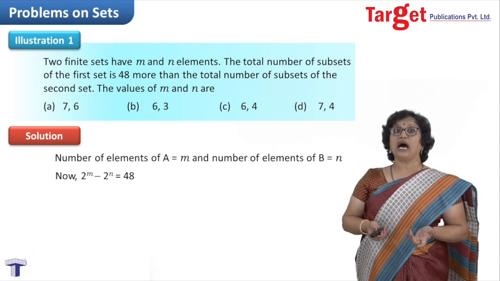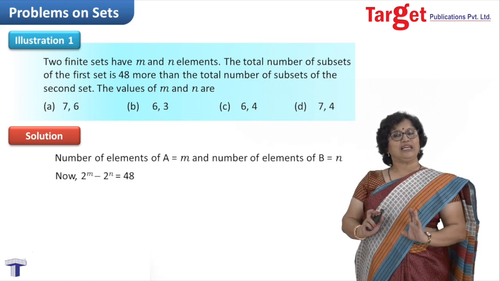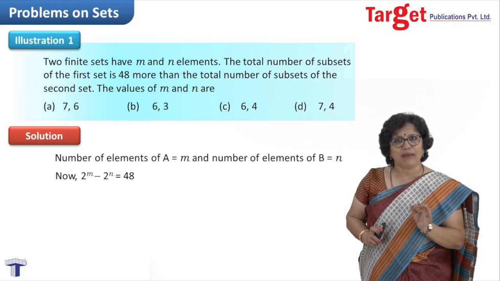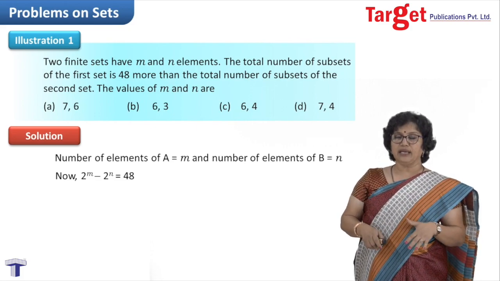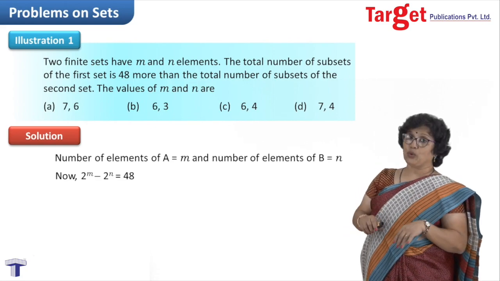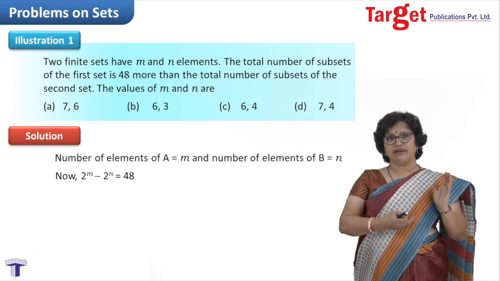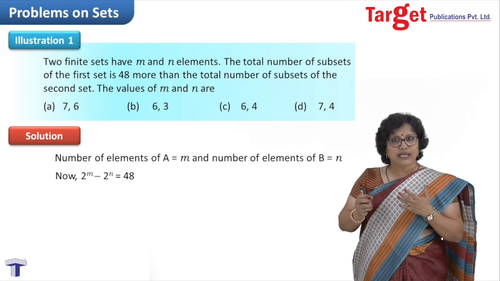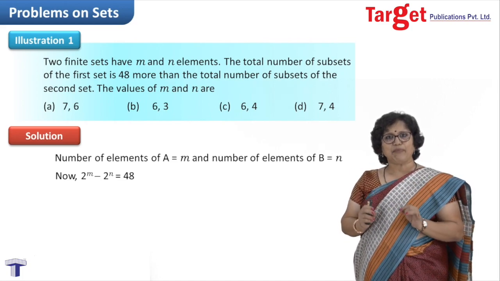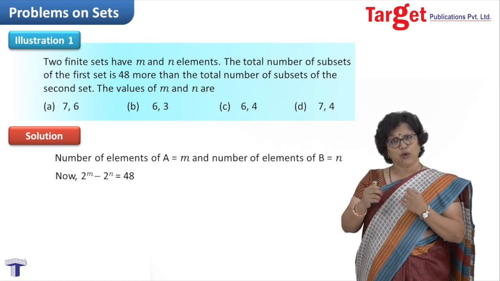Now m and n are to be obtained, and the only information is given in one statement, that is, 2 raised to m minus 2 raised to n equal to 48. Normally, when we have two unknowns, we are given two equations. This is how our childhood algebra tells us. But no other information is given, and we are still expected to solve. That means there is some hint hidden in the problem only.